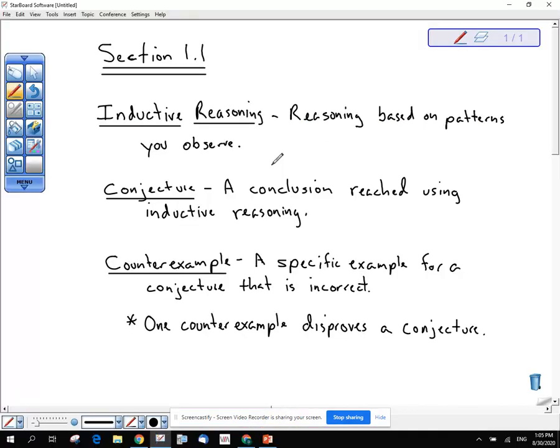Second word that we have today is conjecture. And a conjecture is a conclusion reached using inductive reasoning. So we made a conclusion in that last example with the next 2 terms. Those were conjectures. I mean, does it have to be that? Well, I can't think of what else it could possibly be, 24 and 12. But it really is a conjecture, not 100% for sure. And it's a conclusion reached using inductive reasoning, the type of reasoning that we identified as the first definition.